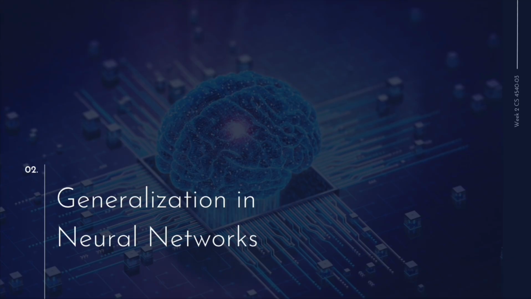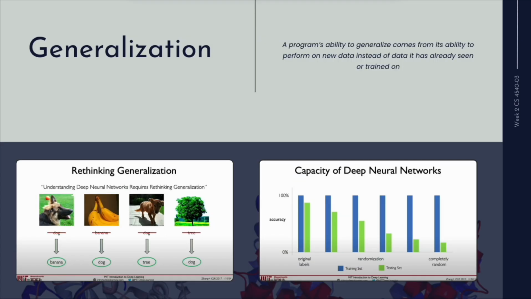Next, we're going to be talking about a neural network's generalization ability. A program's ability to generalize comes from its ability to perform on new data instead of data it has already seen or trained on. Ava Amini is a lecturer at MIT, and she uses an example from a previous paper where they took images from a large-scale dataset and put class labels on them. In the image on the bottom left, you can see a visualization of this example.